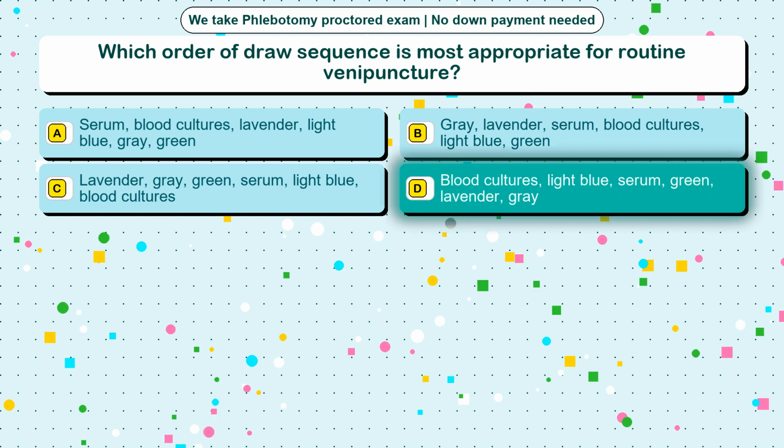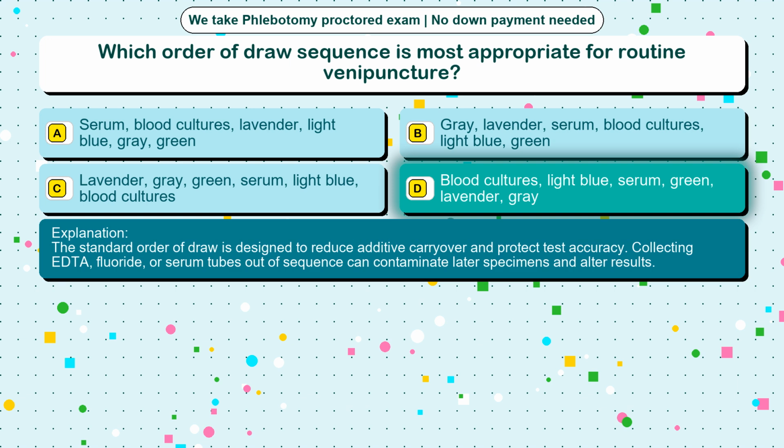The correct answer is option D. Blood cultures, light blue, serum, green, lavender, gray. The standard order of draw is designed to reduce additive carryover and protect test accuracy. Collecting EDTA, fluoride, or serum tubes out of sequence can contaminate later specimens and alter results.